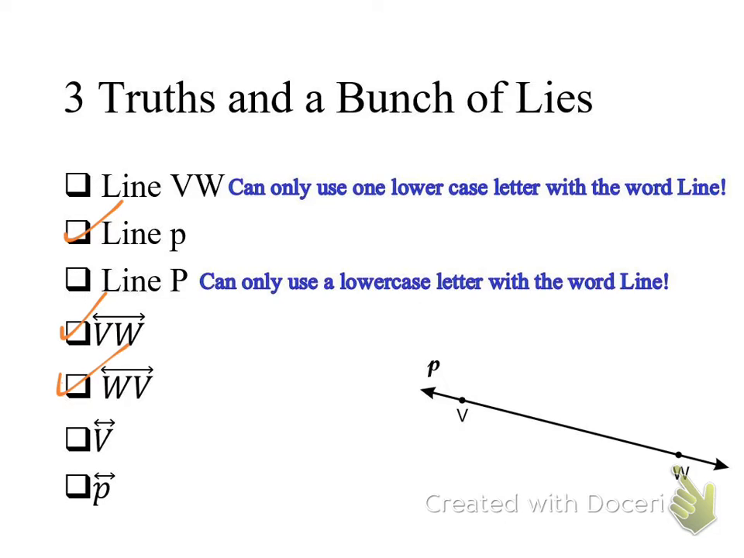What about V with the arrows above? No, because how many do you need under there? 2 points. And then what about P? No. Again, you need 2 points. P is not even a point.